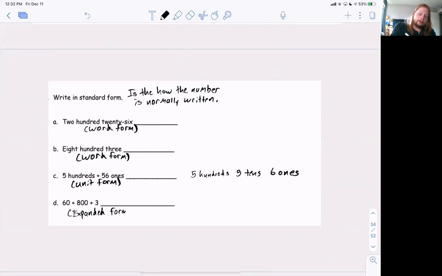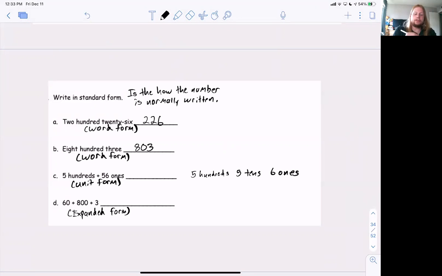So now we're going to write this in expanded form. Well, it's in expanded form. We're going to write it in standard form. So 226, how is that written in standard form? 226. How about 803? 803. Standard form is the easiest form to write in because it's the form we usually see. And if you say the number, it should be easier to see it.